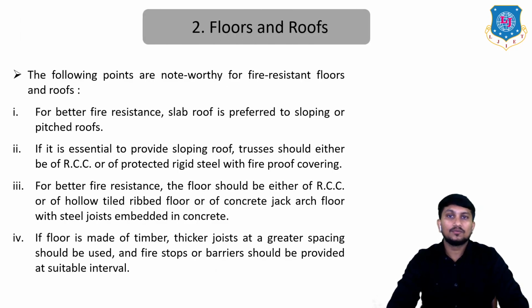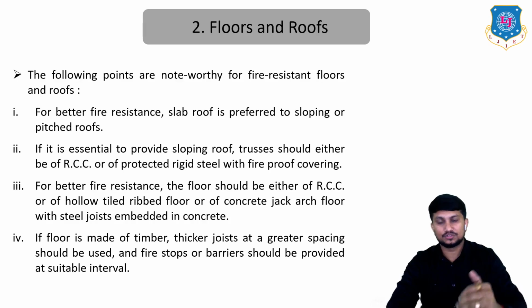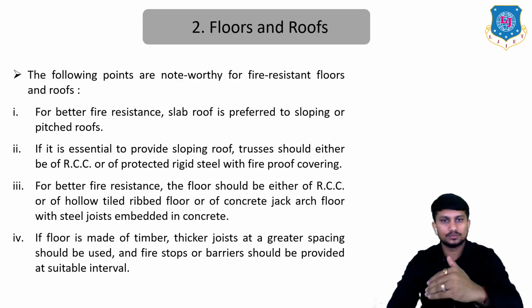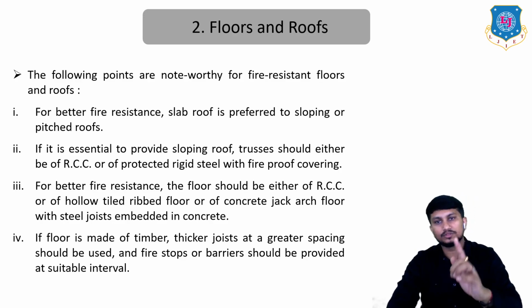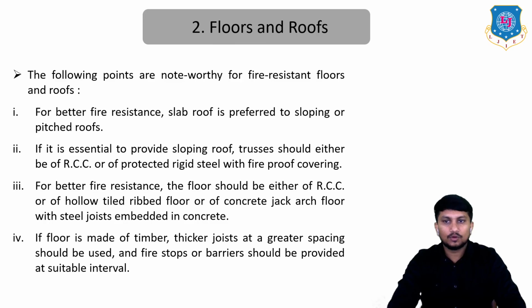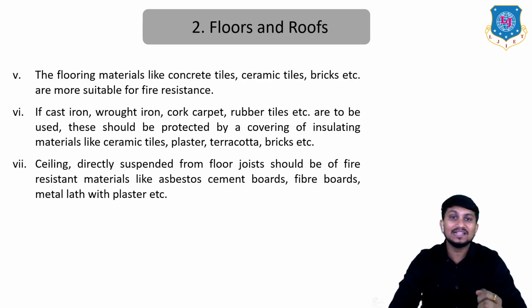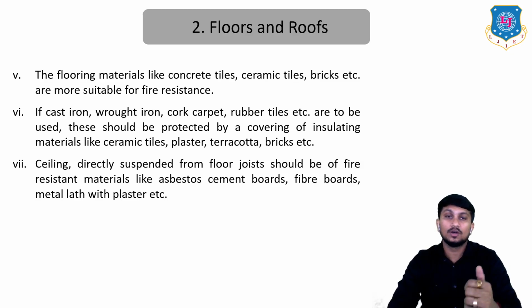Now let's see what are the points to be considered while constructing floors and roofs fire resistant. For better fire resistance, slab roof is preferred to sloping or pitched roofs. If it is essential to provide sloping roof, trusses should either be of RCC or of protected rigid steel with fireproof coverings. For better fire resistance, the floor should be either of RCC or of hollow tile grid floor or of concrete jack arch floor with steel joist embedded in concrete. If floor is made of timber, thicker joists at a greater spacing should be used and fire stops or barriers should be provided at suitable intervals. The flooring materials like concrete tiles, ceramic tiles, bricks, etc. are more suitable for fire resistance.